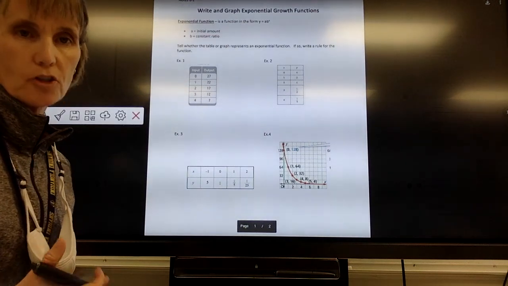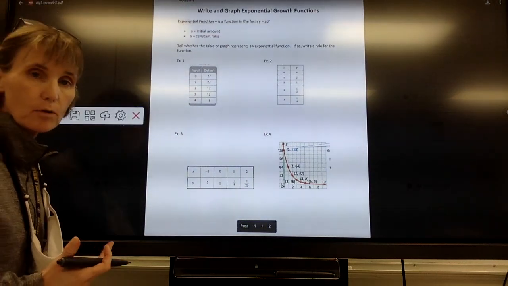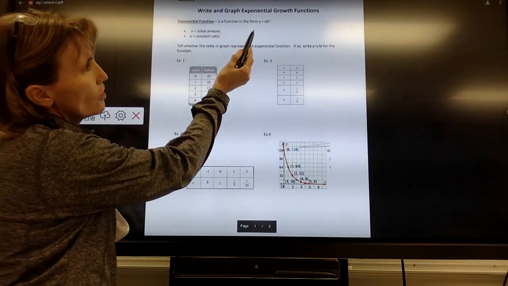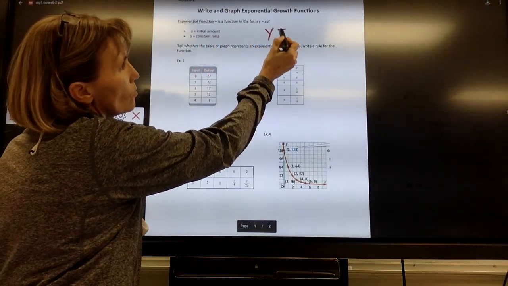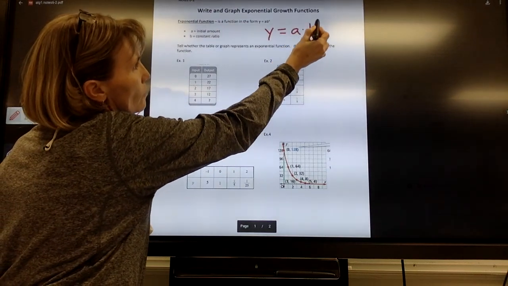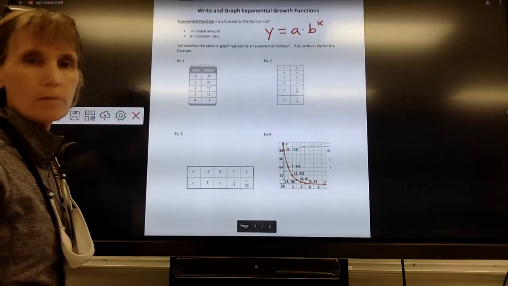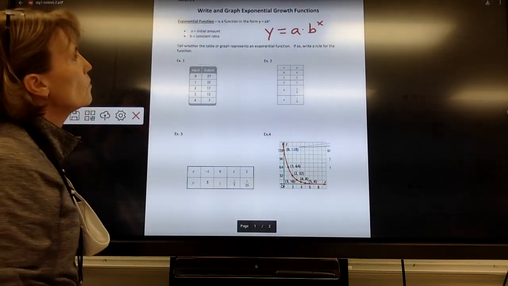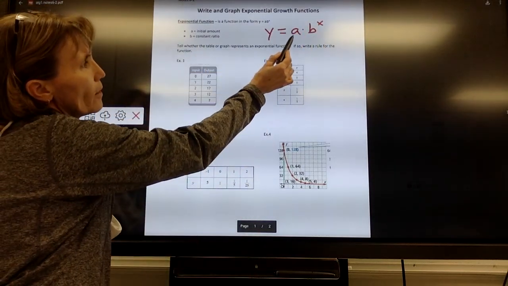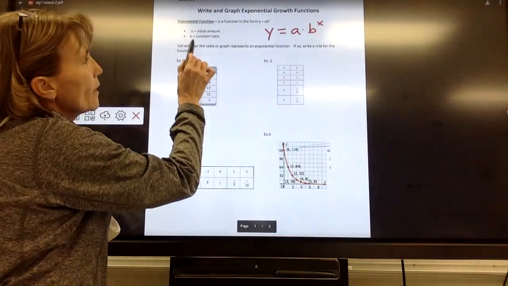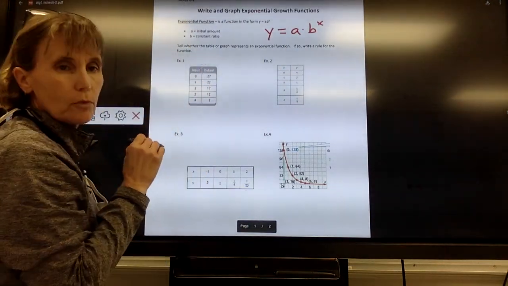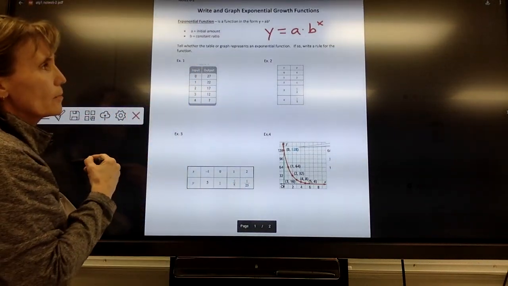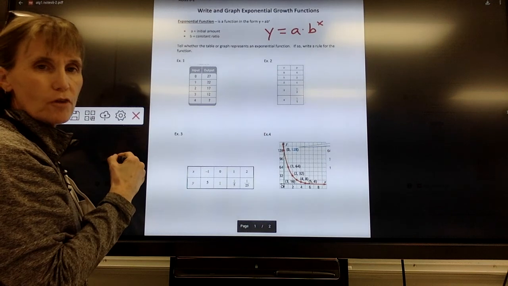To be an exponential function means that we're going to have exponents involved in our equations. An exponential function is a function in the form y equals a times b raised to the x power. Okay, so we're going to have an exponent for our x variable. A is the initial amount, that's the amount we start with, and b is the constant ratio, so that's by how much it's going up by. For beginning, you're going to be able to tell whether the graph represents an exponential function or not.